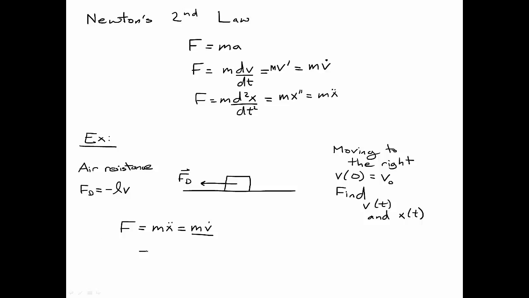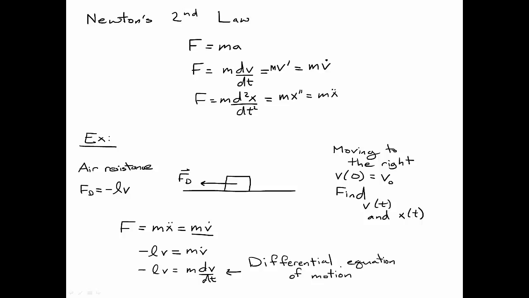So we have minus Lv equals m v dot. And if you want to write it out without the dot notation, that's m dv/dt. And this is known as the differential equation of motion. Sometimes the differential equation of motion is simply referred to as the equation of motion. So now we want to solve for v of t and x of t.